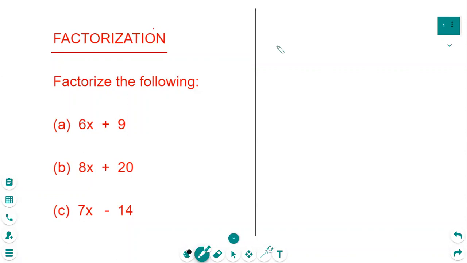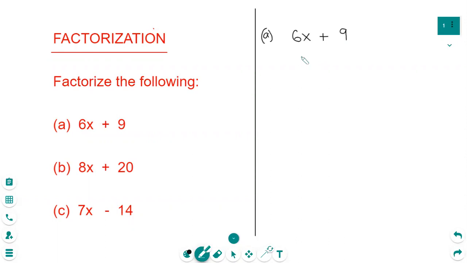Today, we'll be looking at how we may solve some problems on factorization. Now, on your screen, we have 3 questions to factorize. We'll begin with the first question, 6x add 9. So I begin on the second half of the screen. I begin by writing out the question, which is factorize 6x add 9.